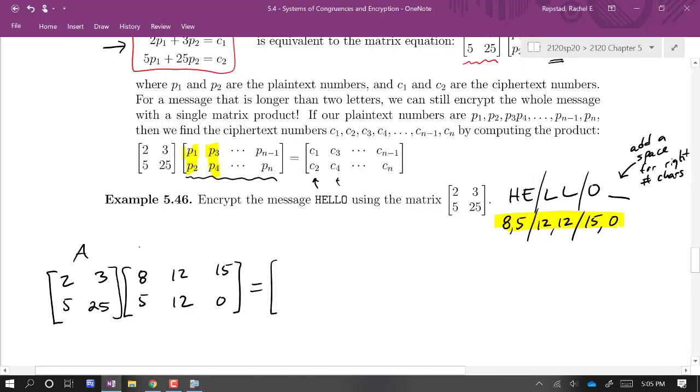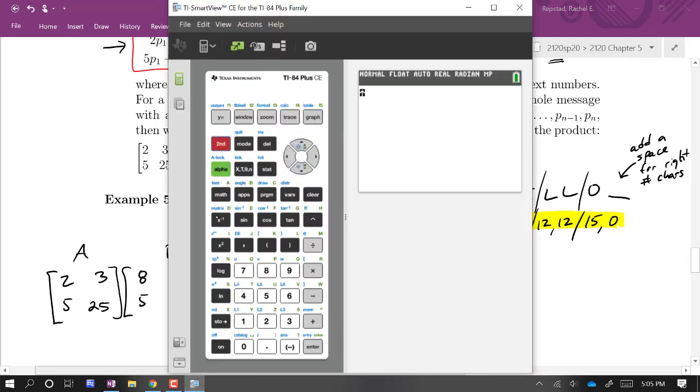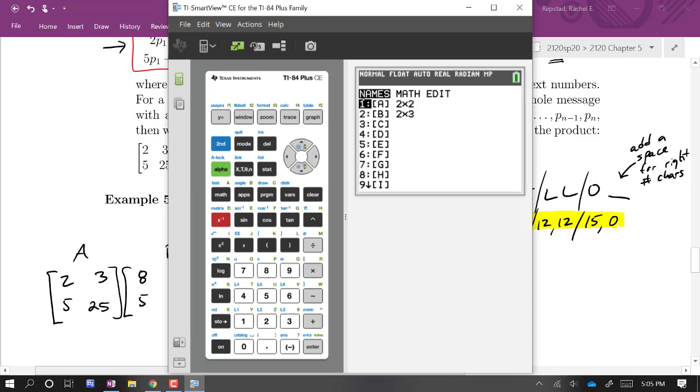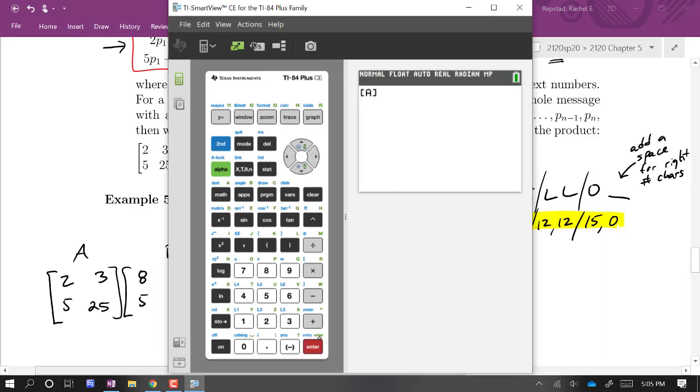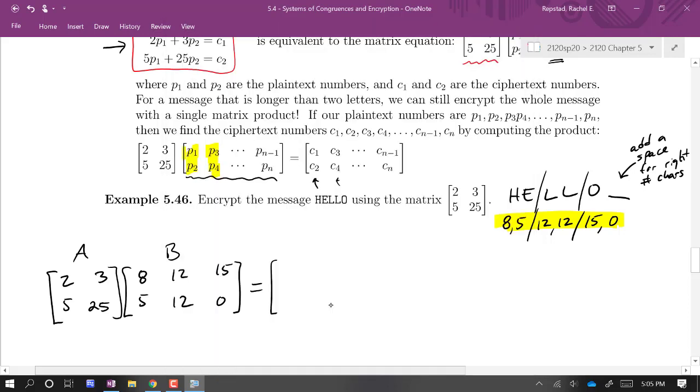Now I want my calculator to multiply those matrices. This I put in matrix A, and this I put in matrix B in my calculator. So I'm going to go to the matrix menu one more time, but now I'm not editing. I'm just going to select matrix A, and then times, second matrix, now I'm going to select matrix B. There's A times B, and there's the product. So 31, 60, 30.